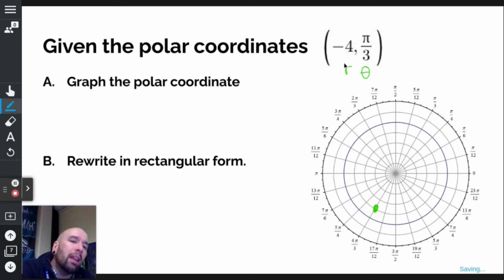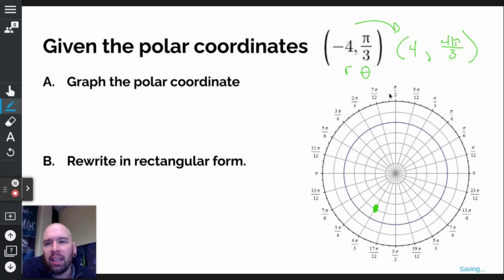So a negative magnitude means I go to that angle and I spin my magnitude in the opposite direction than what I'm used to. So basically, if I wanted to, I could rewrite this as a regular 4, add pi to that, and it would be 4 pi over 3, and it would be the same exact thing. So graphed. Now, to rewrite that in rectangular form, I'm going to use the old r cos theta, r sine theta, and plug in what I know.